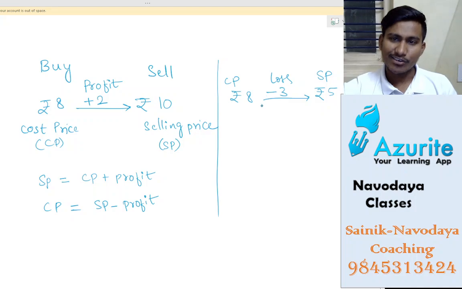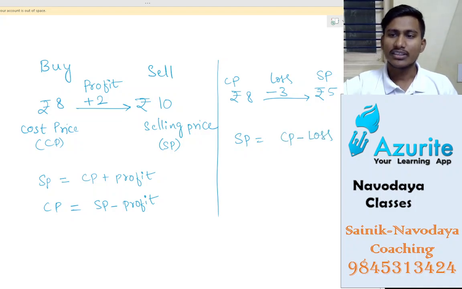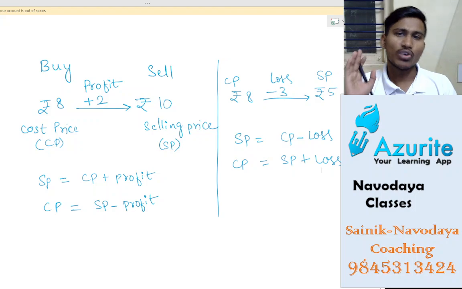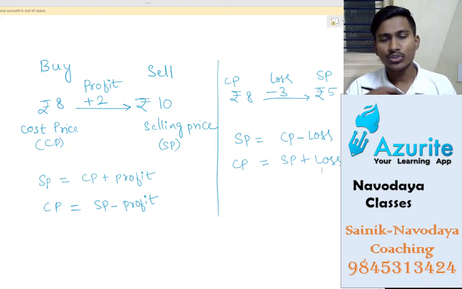When it is loss, how will you find your selling price? Cost price minus loss. Here the loss is there, right? 3 rupees less. That is loss. How will you find cost price when it is loss? Selling price plus loss. Okay, that is what you have to know. Understood? This much is more than enough.